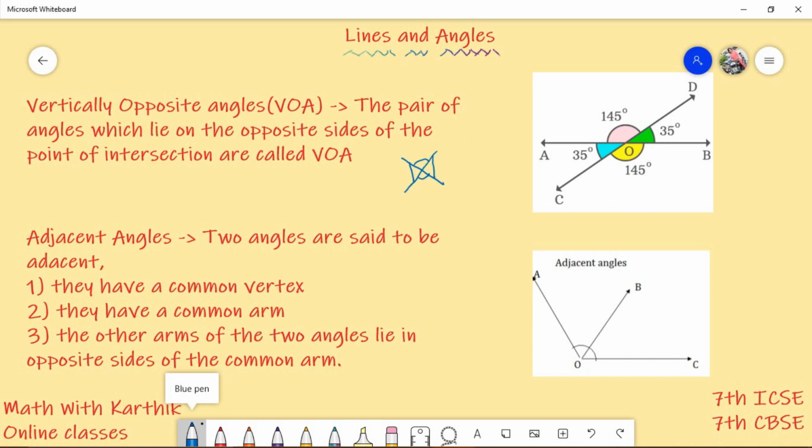Next, adjacent angles. Two angles are said to be adjacent. First condition, they should have a common vertex. Now when you see this diagram, the common vertex here is O. This is a point. Next, they should have a common arm. Here the common arm is OB. The other arms of the two angles lie on the opposite sides of the common arm. So here OA and OC are on the opposite sides of the common arm, that is OB. So then we can say that these are adjacent angles.